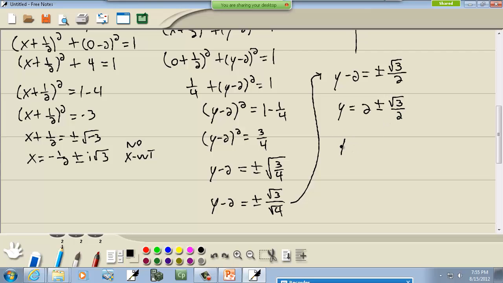I'm going to do this the long way, and then I'm going to mention a shortcut. 2 I can rewrite as 4 over 2 plus or minus the square root of 3 over 2. And usually simplified form means get a single fraction. They both have the same denominator, so I add or subtract the top parts. In this case, it's plus or minus. And this would be our y-intercept.